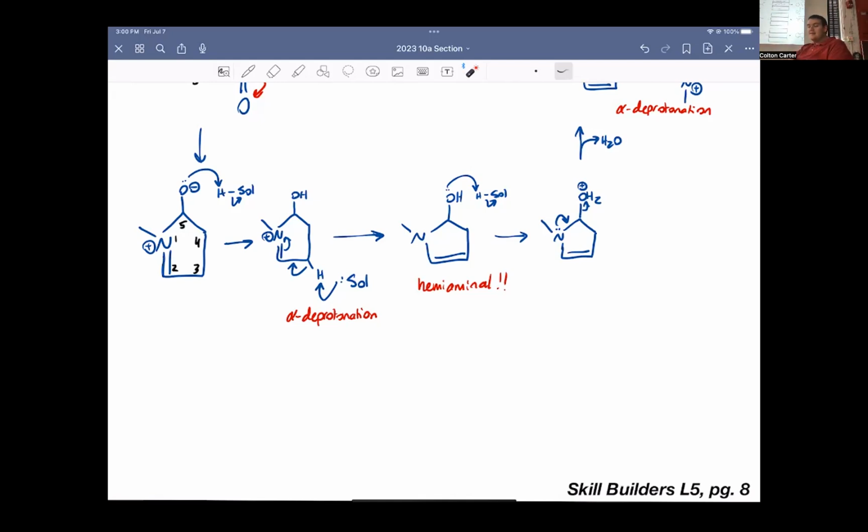So can you try to do that disconnection over here and see what carbonyl and what amine came together and made that enamine? So do your little disconnection and try to draw what the ketone or aldehyde and amine were that came together and made this. And then we'll check and see if we got the same thing.